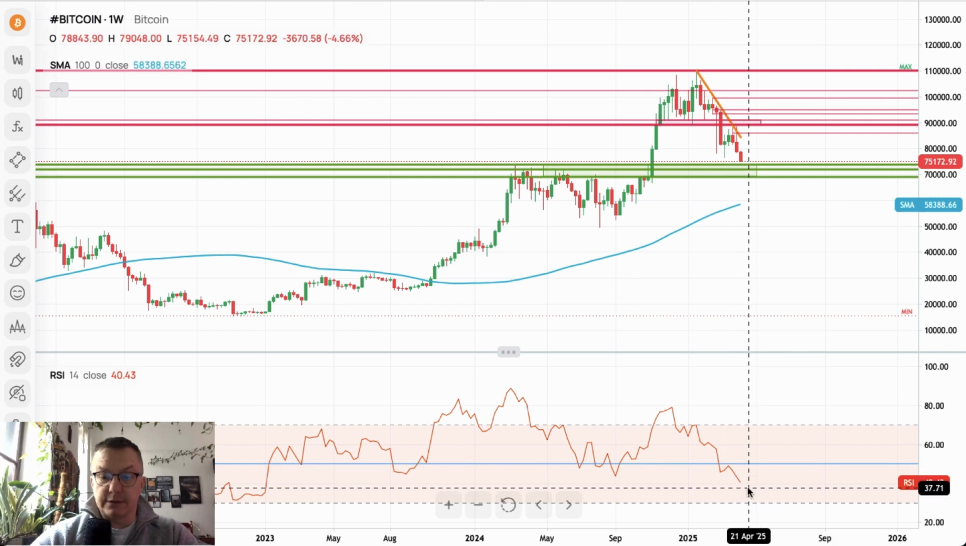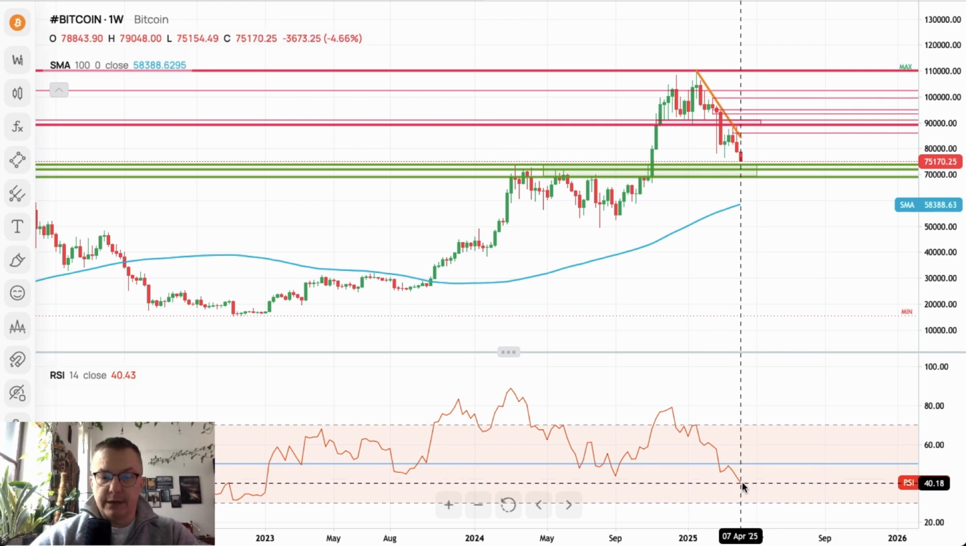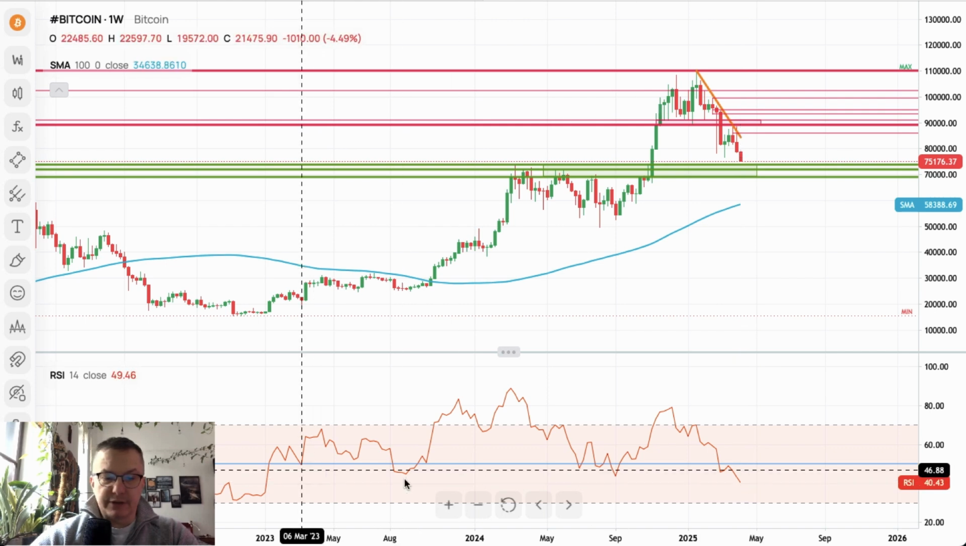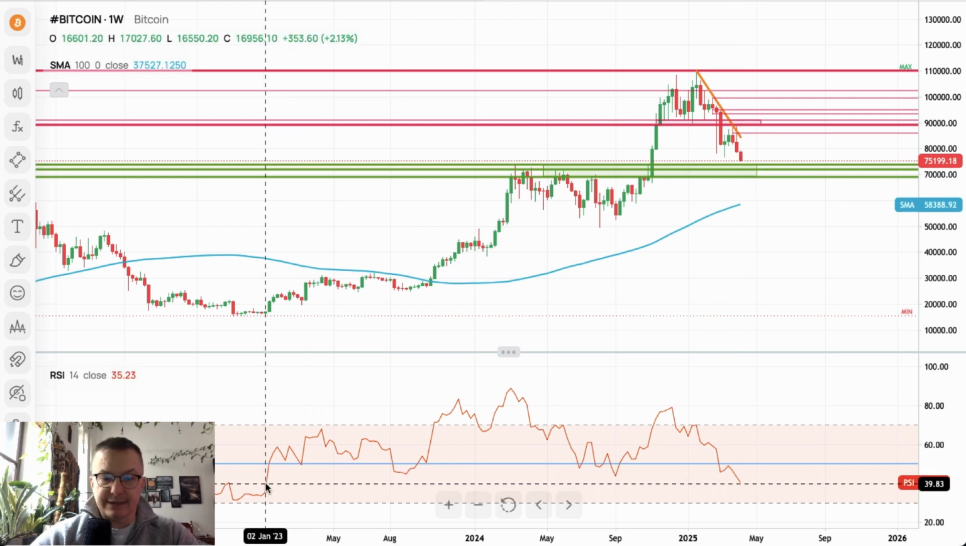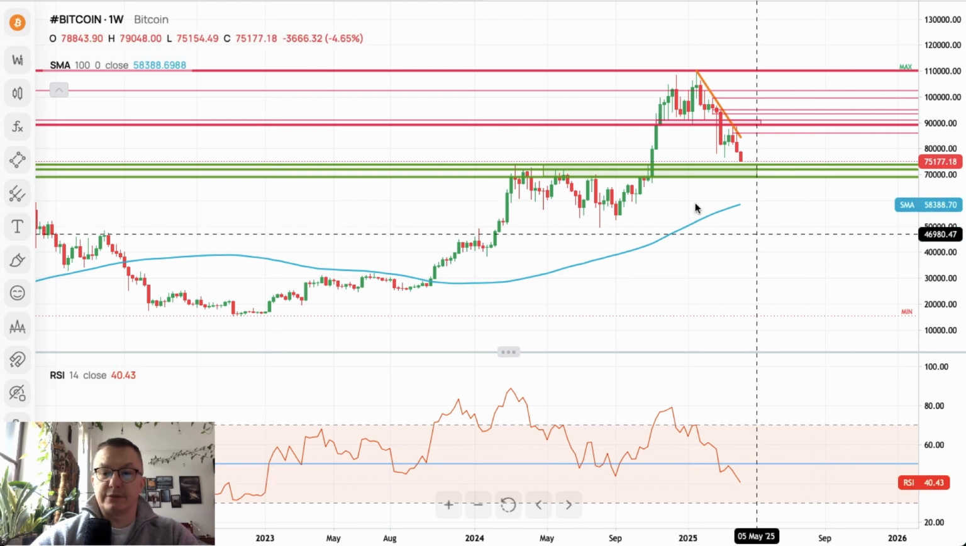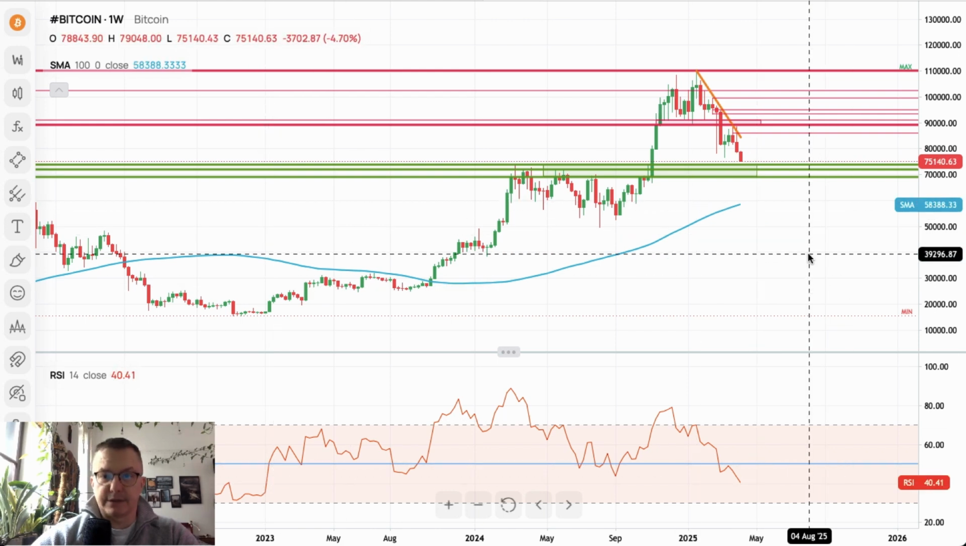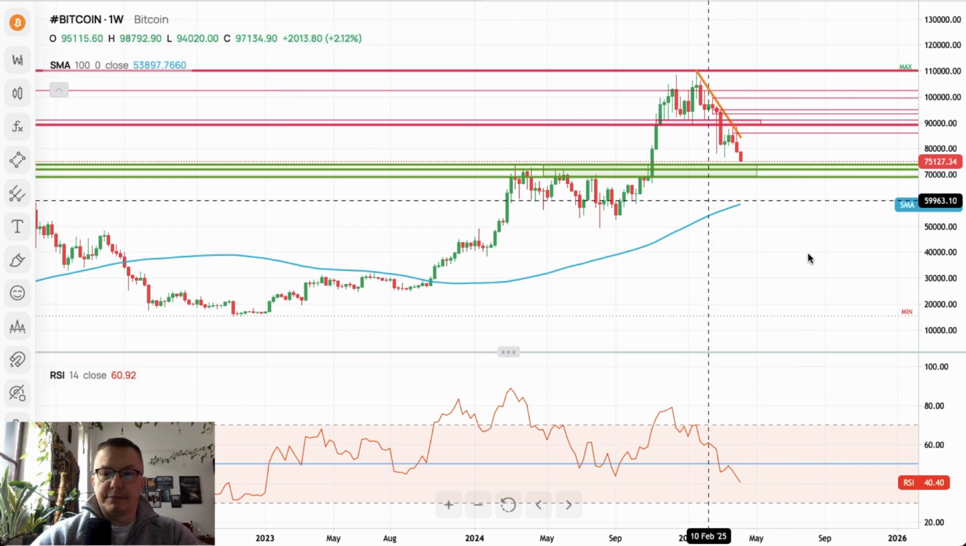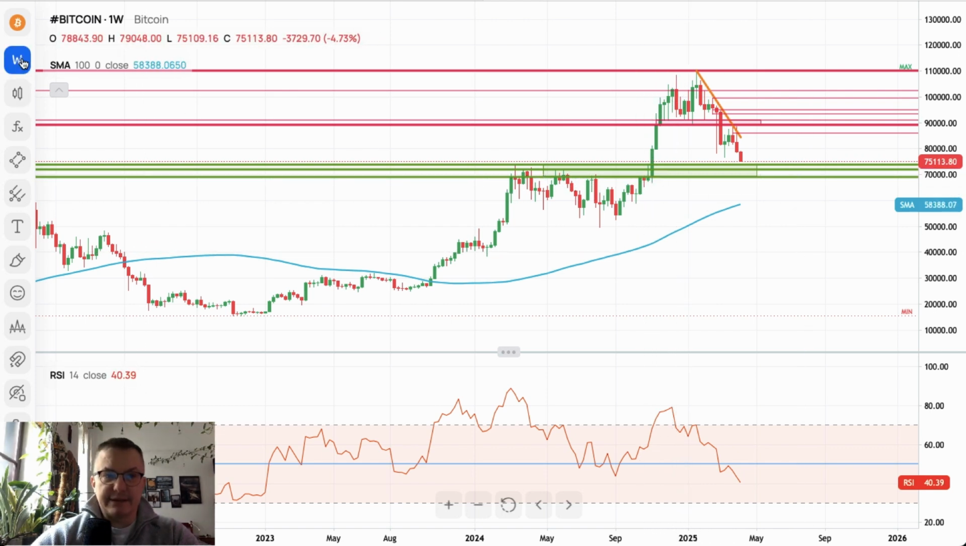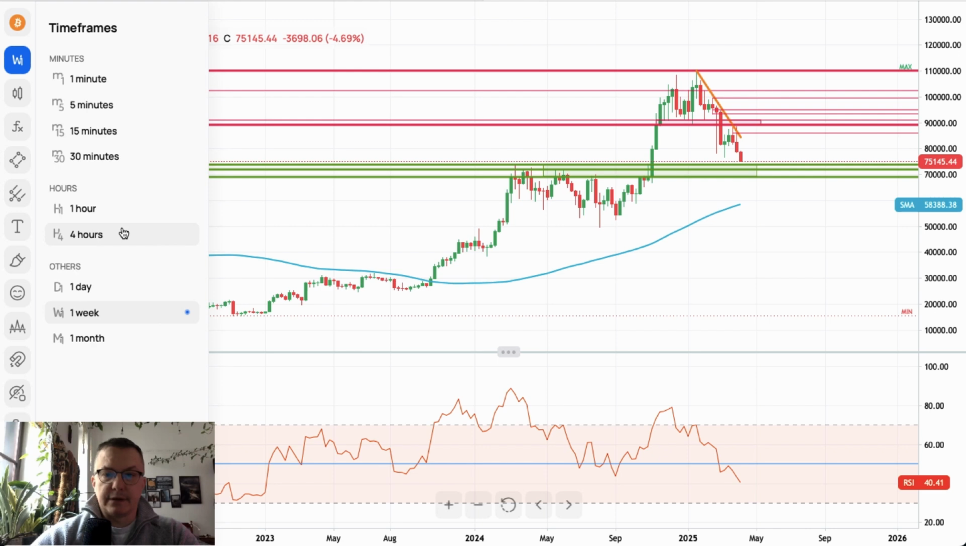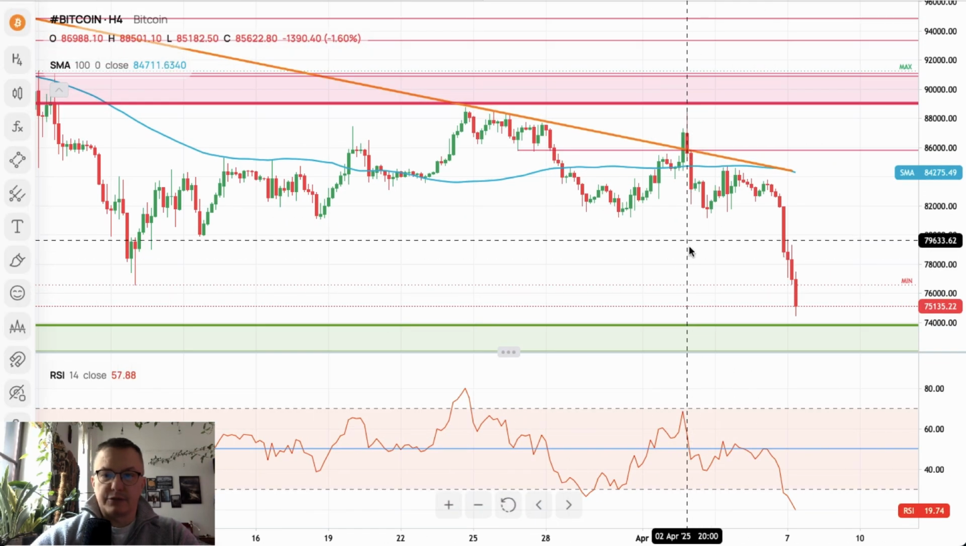Weekly is already negative. We have not been here. Last time we've been here in 2023 on this level. So you can see last time we touched this level was the beginning of 2023. So that's a very significant movement to the downside. The market might test even the $70,000 level here on the 4-hour time frame chart.